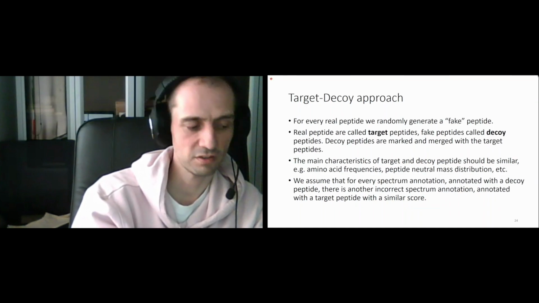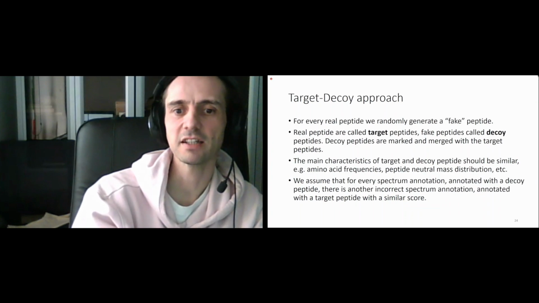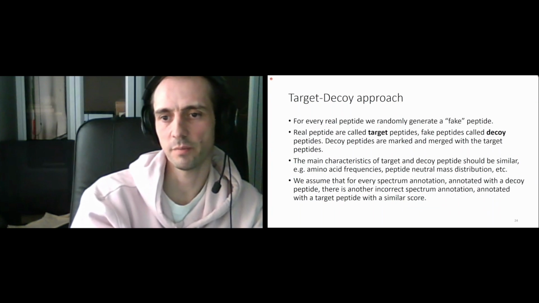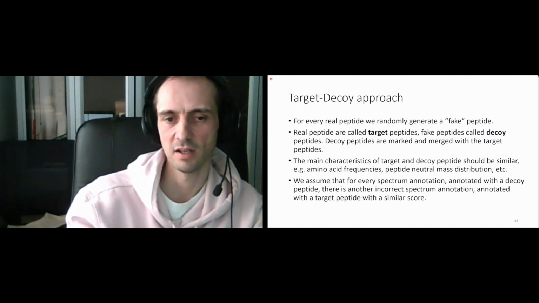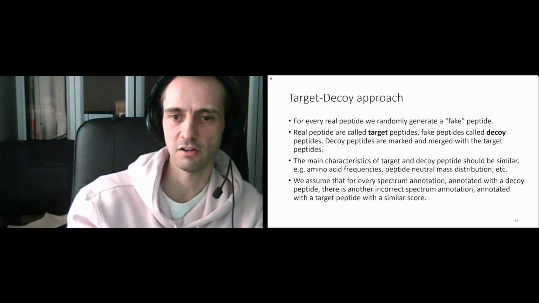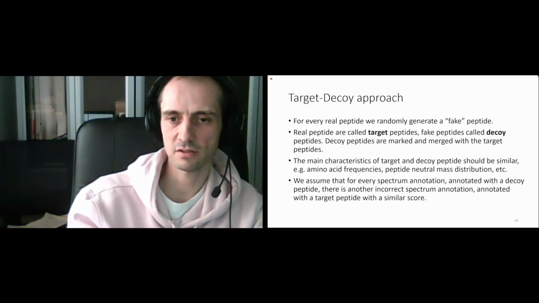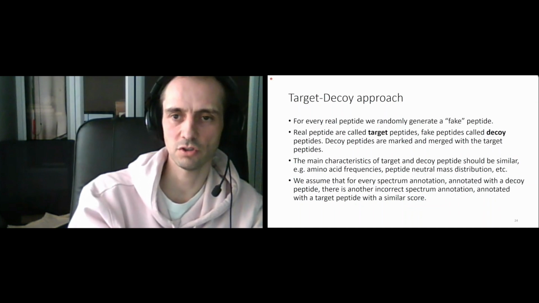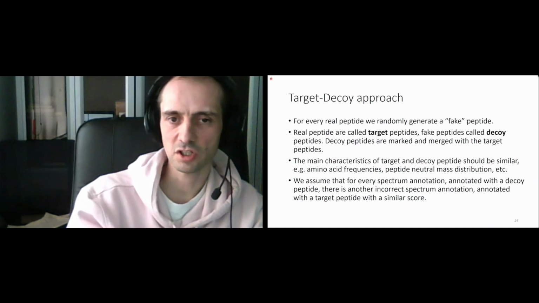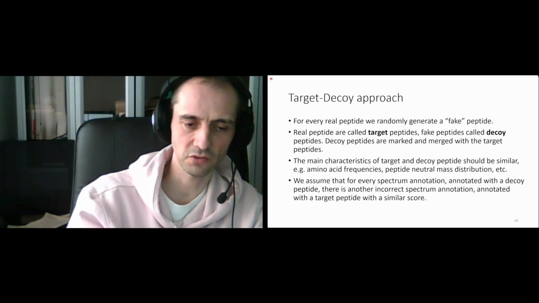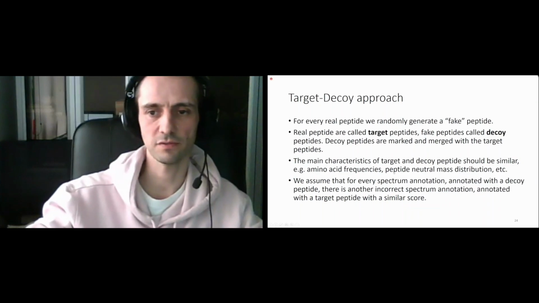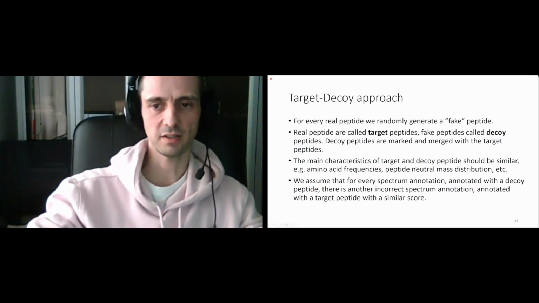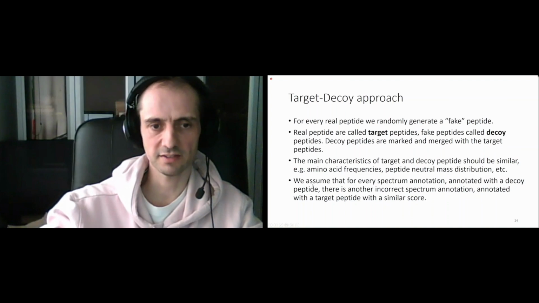There is one restriction: the main characteristics of the target and decoy peptides should be similar in terms of the amino acid frequencies, the length of the peptides, and the neutral mass, or the mass distribution of the peptides. The main characteristics shouldn't change, and the amino acid shuffling or the peptide reversing wouldn't change the main characteristics of the target and decoy peptide datasets.